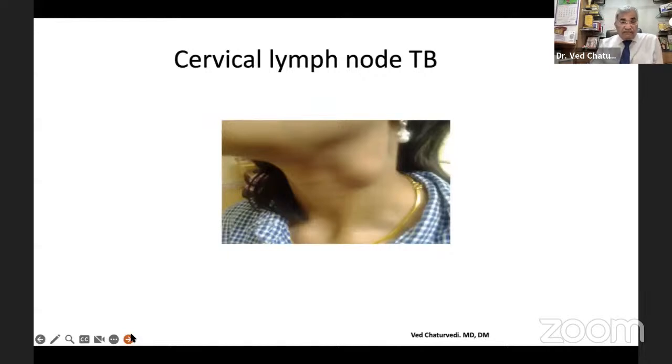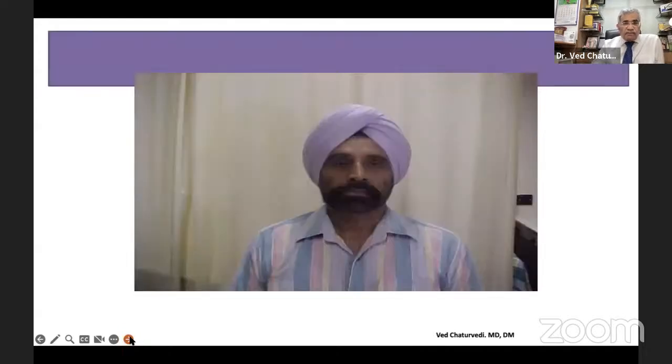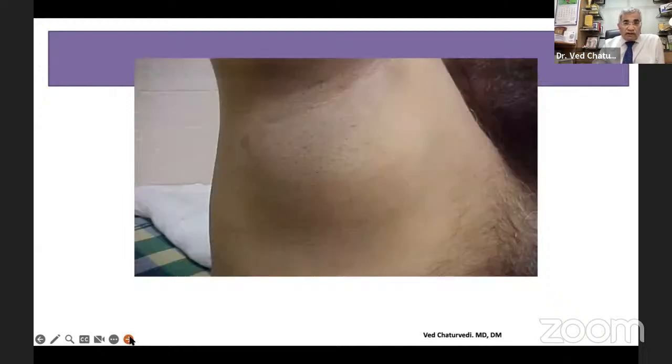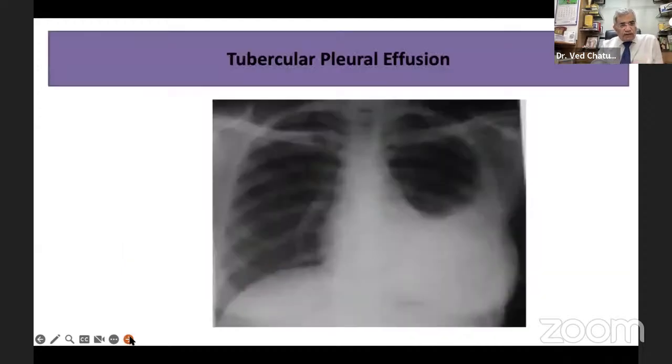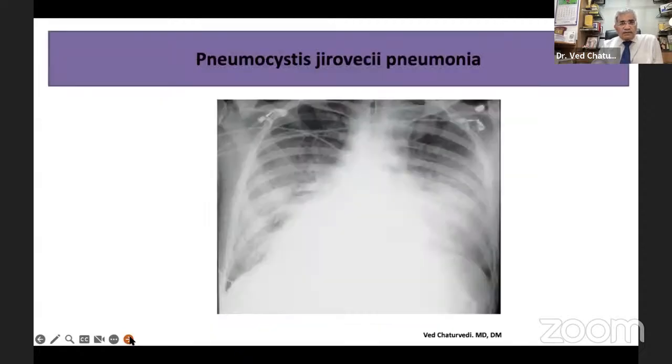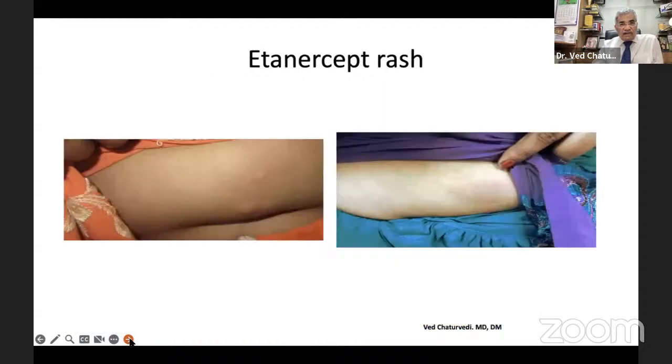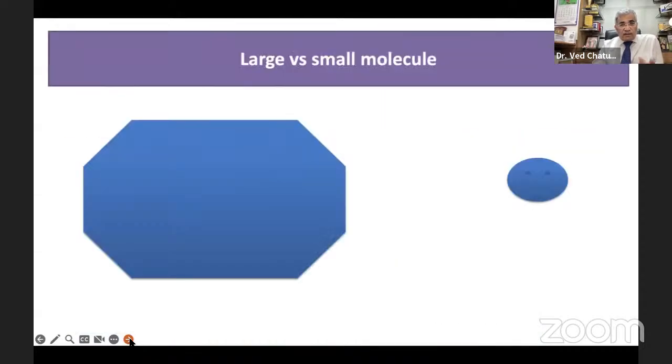Tuberculosis is still a fear. If you're using biologics, it can present as, for example, one of our patients, a senior person, who developed a swelling. We thought it was tuberculosis, but it turned out to be lymphoma. So it can rarely cause malignancy also, but over a period of time people learned that the incidence of cancer is not high. So probably it was just a coincidence. It can cause tuberculosis. It can cause miliary tuberculosis. I'm talking about biologics, anti-TNF. It can cause pneumocystis. It can cause fungal infection. Etanercept injection can cause local reactions.